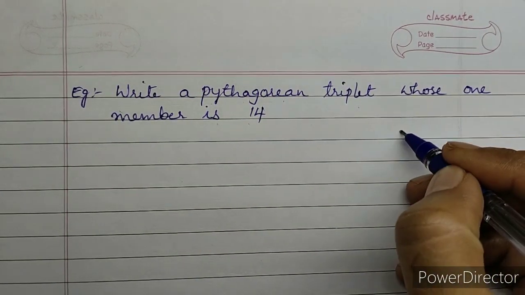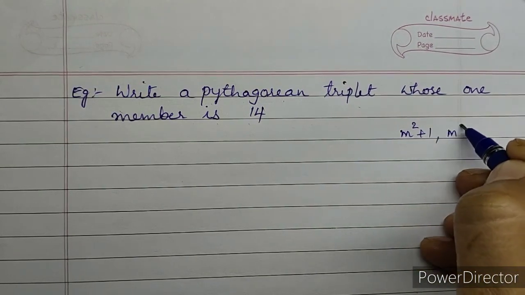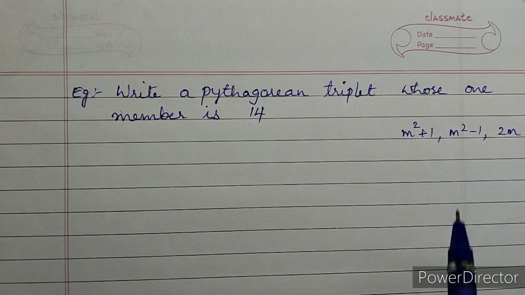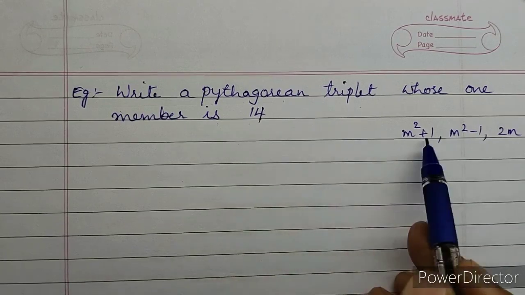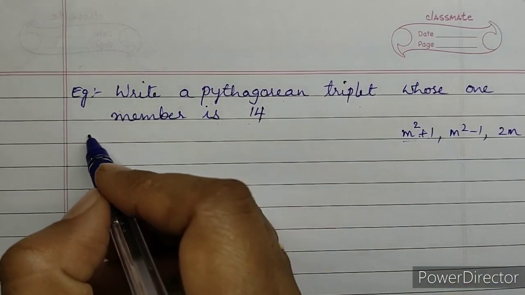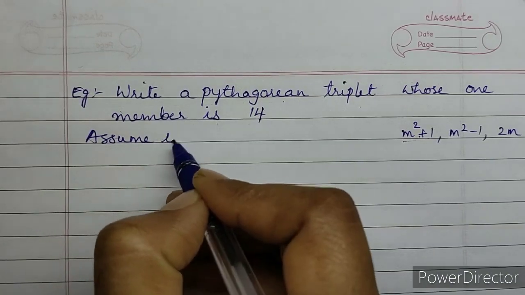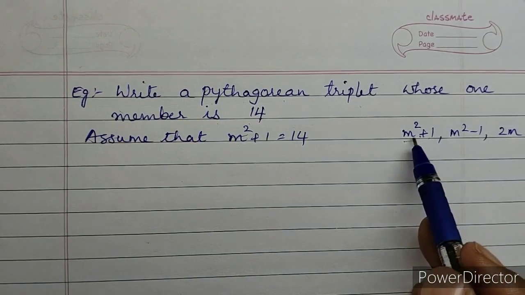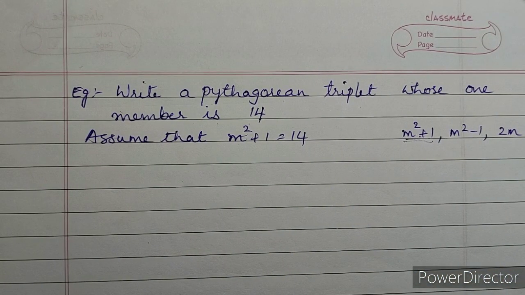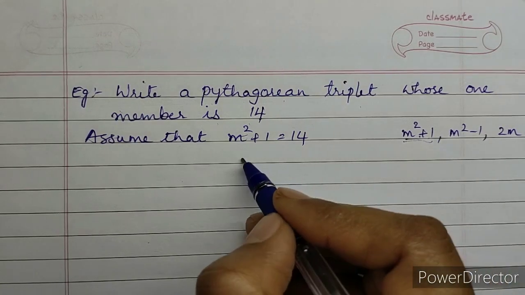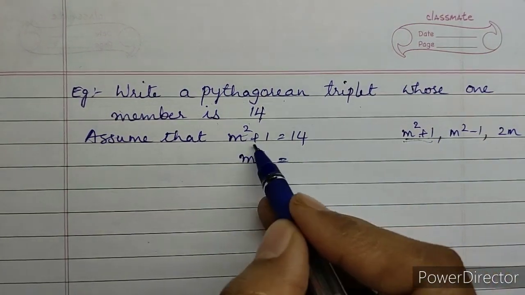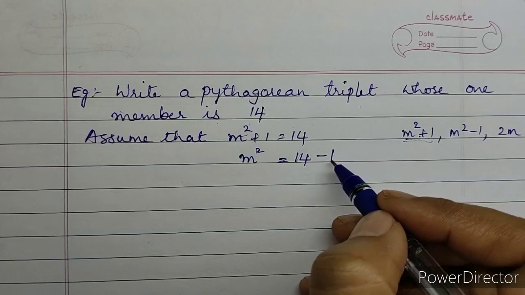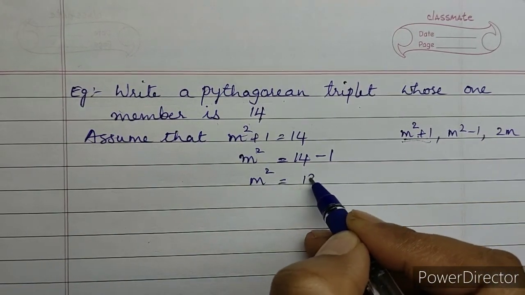So we know the general form is m square plus 1, m square minus 1 and 2m. Anyway, you can jumble and write them, no problem. These are the numbers. So 14, you have to take as the first number and check. Assume that m square plus 1 is equal to 14. You are just assuming that the given number is equal to that. Now you find m from that. For that, first find m square. Take the plus 1 to the other side, so 14 minus 1. That is, m square is equal to 13.